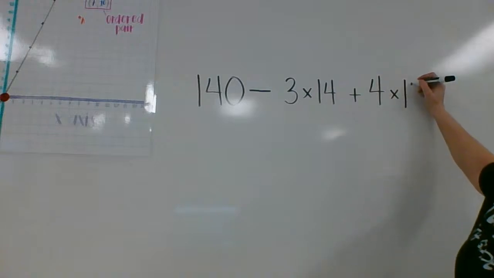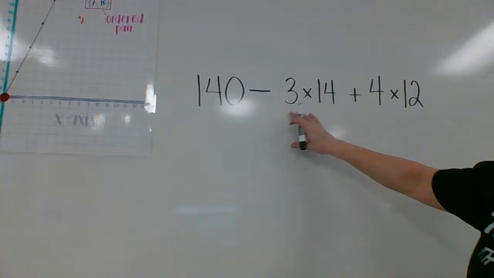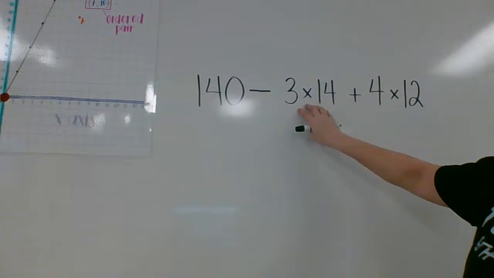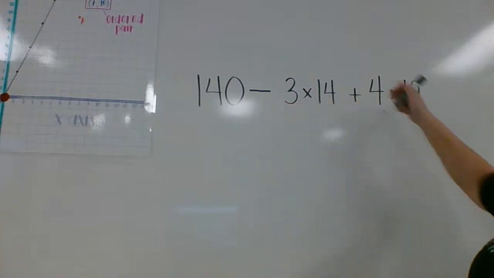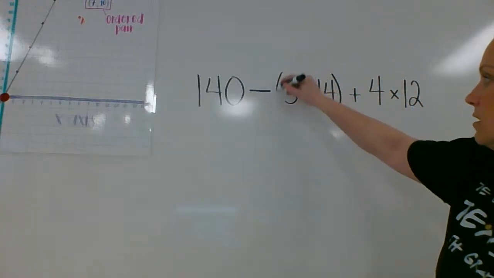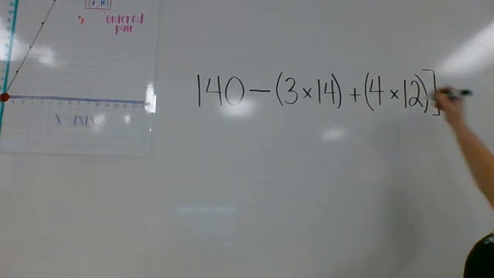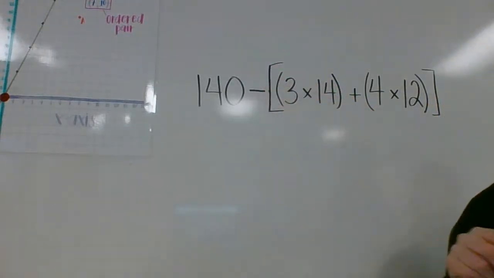Now, thank goodness, nobody's asking us to actually solve this, but we do need to put some grouping symbols to help us before we can subtract anything from 140. We have to figure out how many beads this is first, how many this is, and then the total of these two. So I'm going to do this first, this second, and then I'm going to do all of it and subtract it from 140.